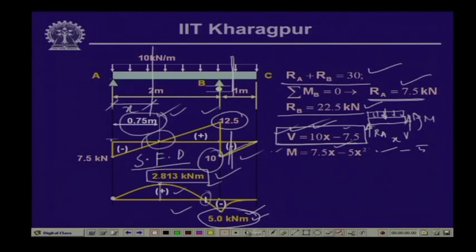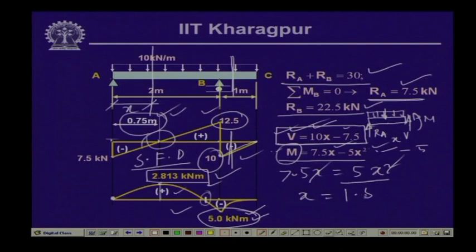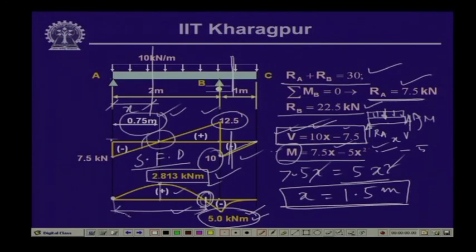Here we have the expression for the bending moment as M = 7.5x - 5x². Now, if we set this moment equal to 0, we have 7.5x = 5x². So, x = 1.5 meter. So, at a distance of 1.5 meter, the bending moment is equal to 0. So, this distance is 1.5 meter from here.